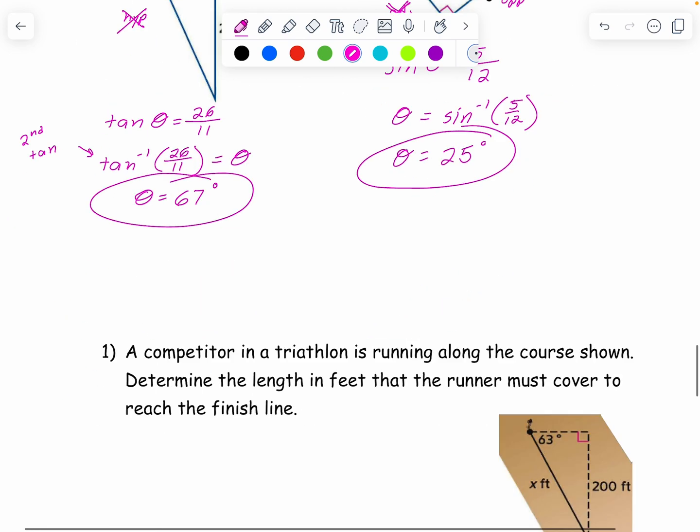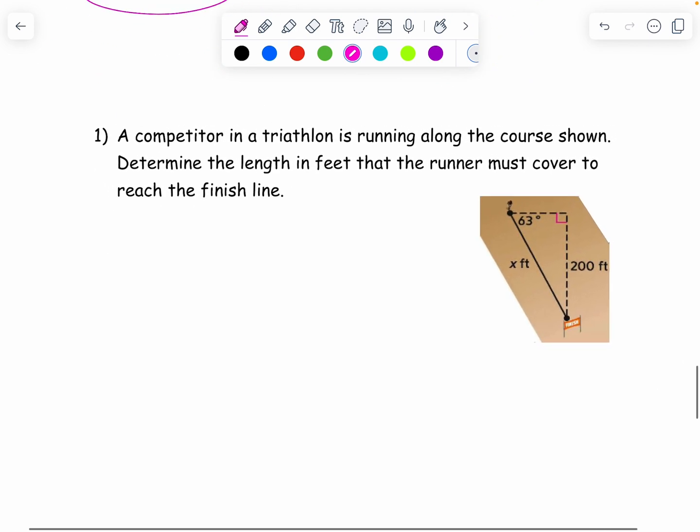All right, so we've got a few more problems to do, and we will be done for the day. We've got a couple word problems to do, and then we have one more concept that we're going to need to talk about.